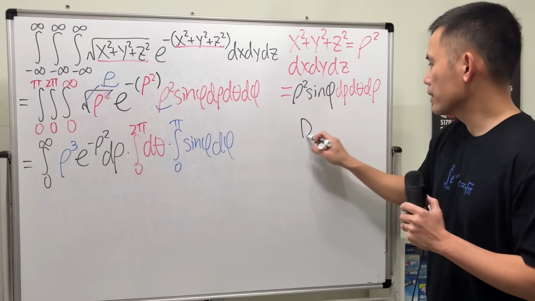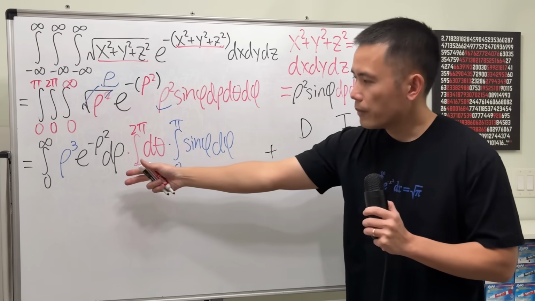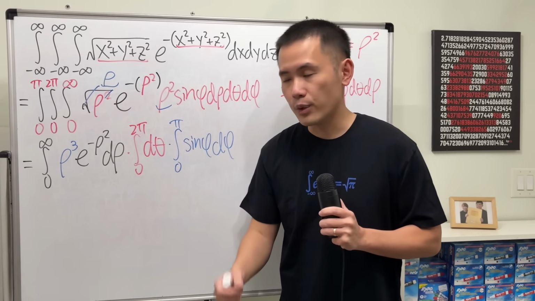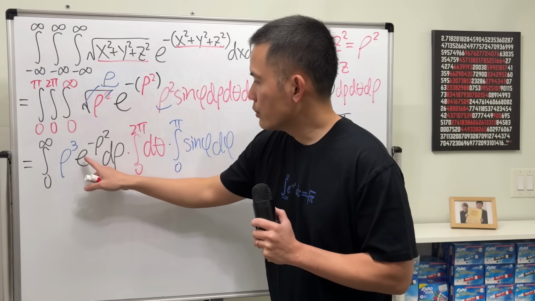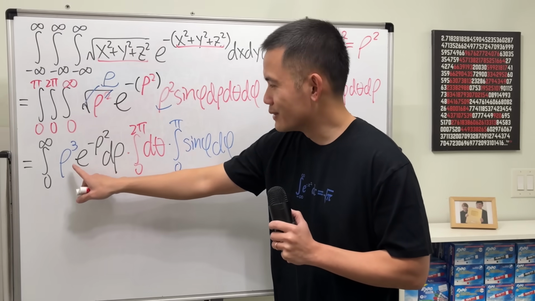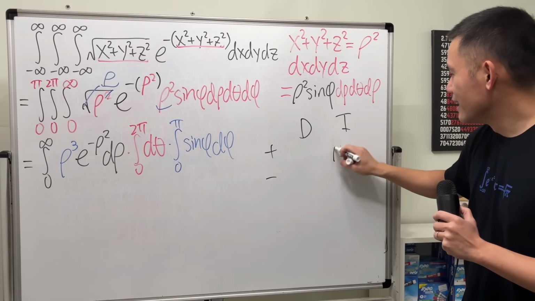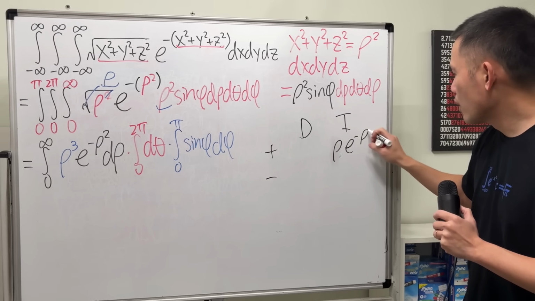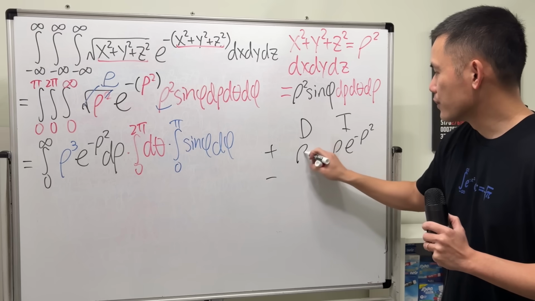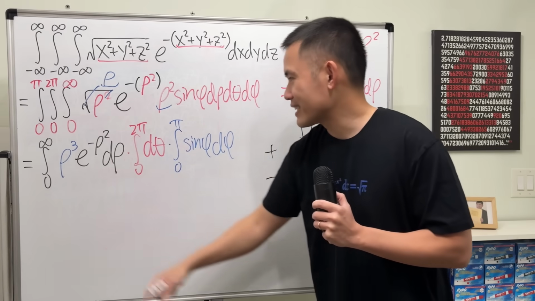So I'll do it on the side real quick. Remember, integration by parts means you break the integral into two parts. One part is to be differentiated, the other part is to be integrated. Because of the negative rho square, I'm going to have rho times e to the negative rho square, because I can integrate this with u sub. And then I will be differentiating the rest, which is rho square. This times this, we get that.